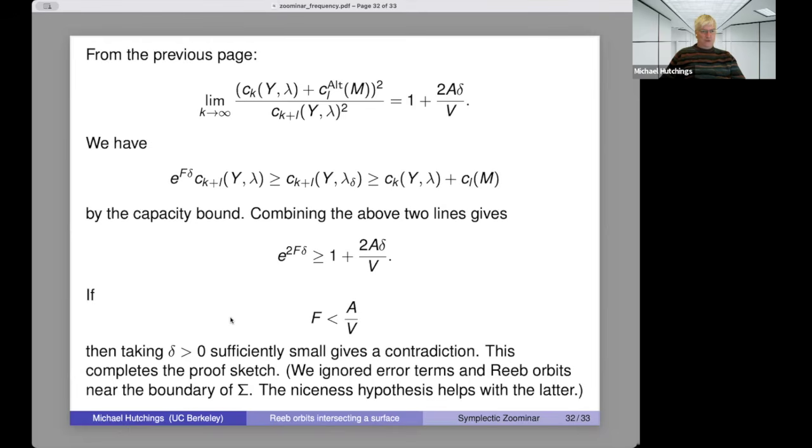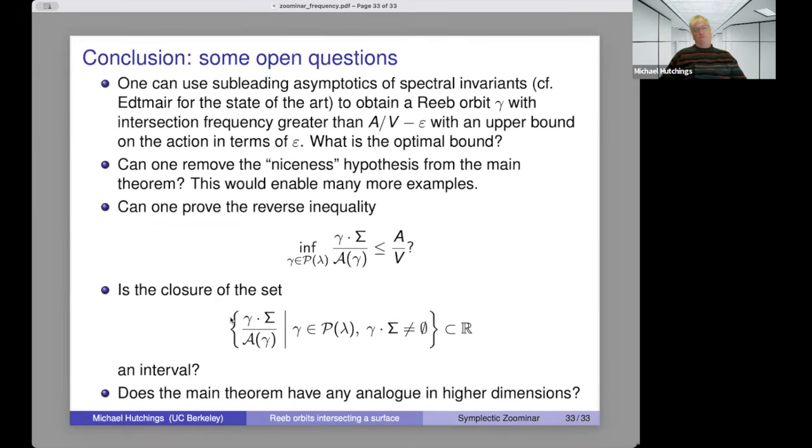And we have 1 minute left. Let me share a couple of open questions. So first of all, the theorem says, if you spell it out, that if I take any epsilon greater than 0, then there exists a Reeb orbit whose frequency of intersections is at least A over V minus epsilon. And then you could say, can I make this quantitative? So can I put some upper bound on the action of that periodic orbit in terms of epsilon? And the answer is yes. So you can use subleading asymptotics to do it.